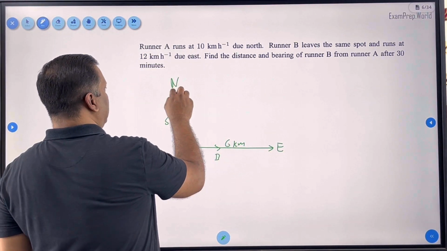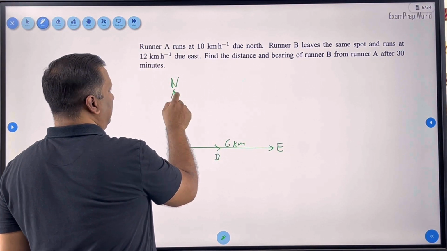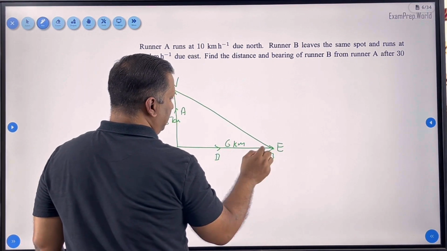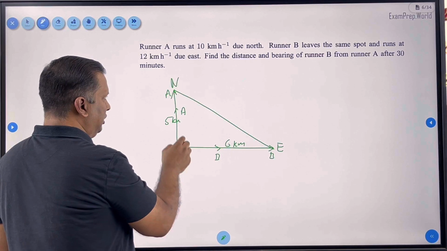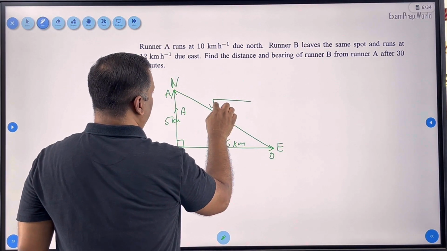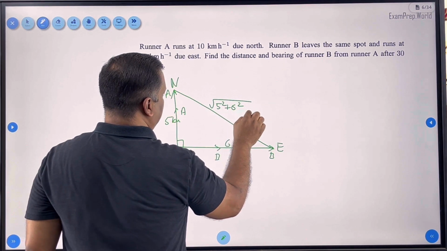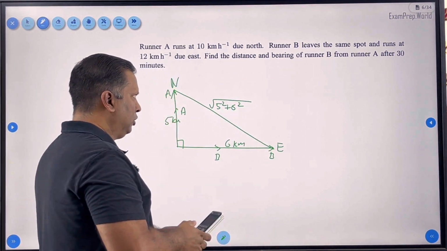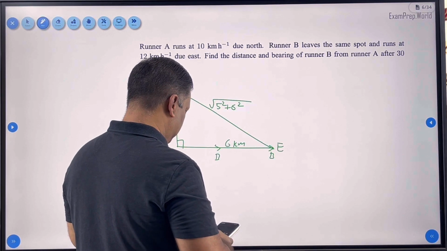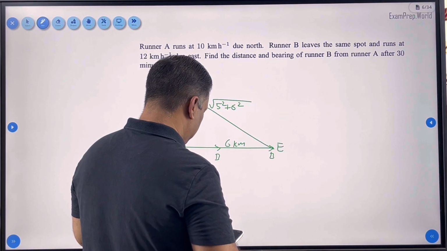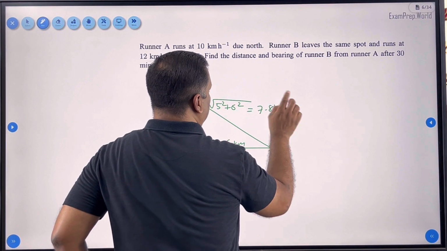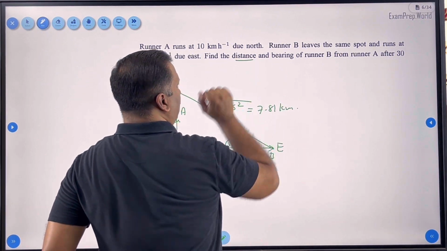B from A. A has already reached this point, and B has already reached. So A is here now, B is here. What is the distance? Since it's Pythagoras, north and east are always at 90 degrees. So this is root of 5 squared plus 6 squared. How much is that? Root of 25 plus 36. 7.81 kilometers. Now, the distance we have found out.